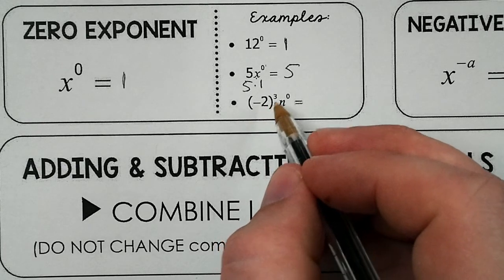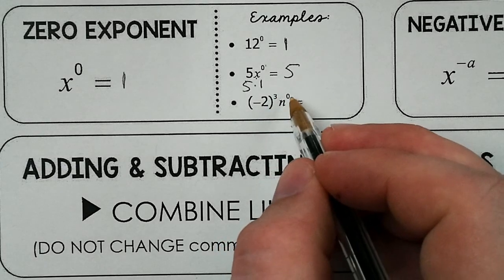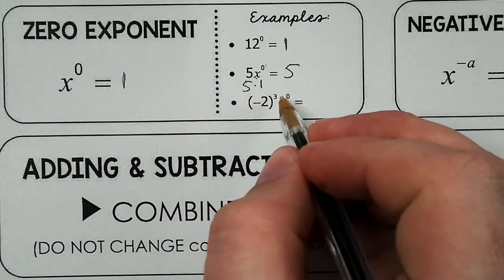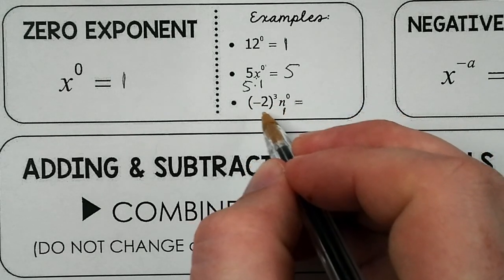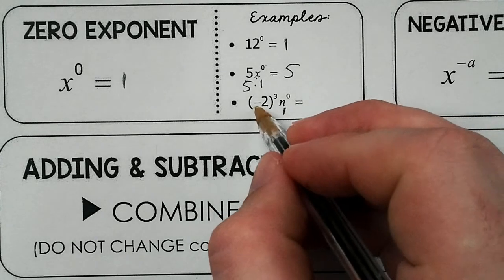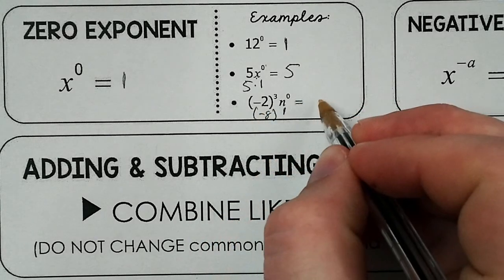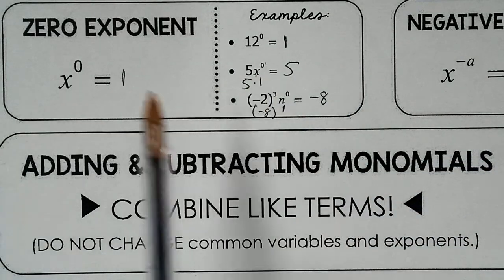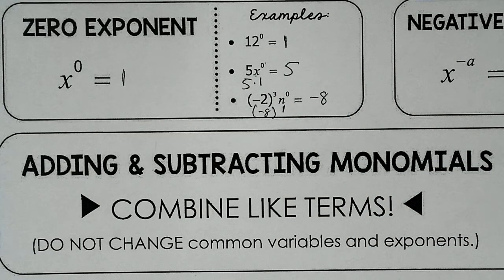Negative 2 to the third times n to the 0. Remember, n to the 0 is 1. Negative 2 to the third, so negative 2 times negative 2 times negative 2, which is negative 8. Negative 8 times 1 is negative 8. Anytime you see something raised to the zero exponent, the value is always 1.